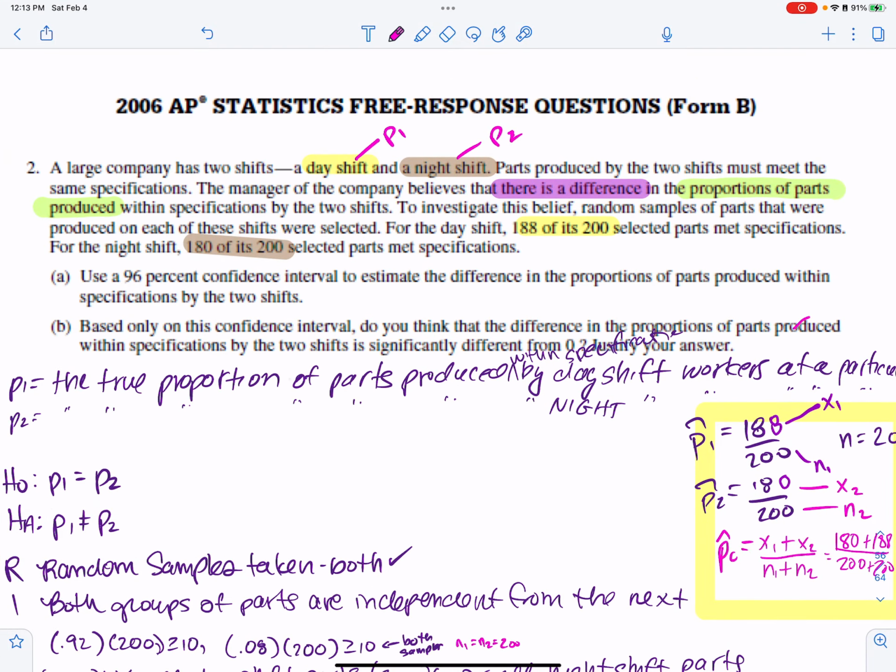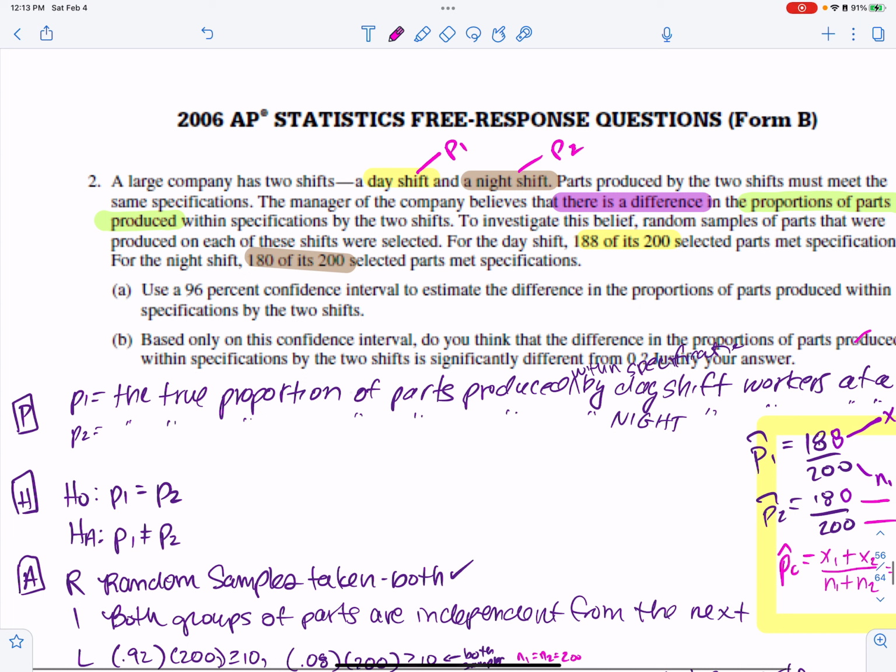Okay, so you're first of all going to start off with P. P stands for parameter. And you have two parameters for this one because it's a 2-prop z-test. We know it's a 2-prop z-test because I am comparing two proportions to each other. A 1-prop z-test compares one proportion to the population. A 2-prop z-test compares two proportions together.